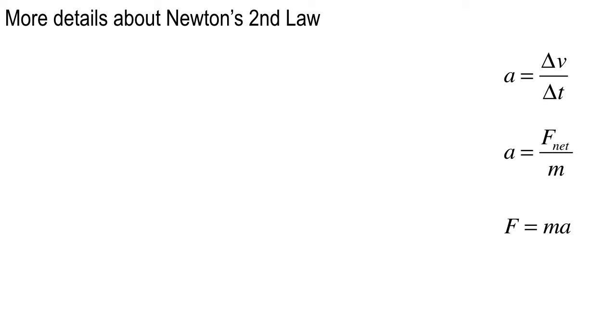All right, some more details about Newton's second law. These are the three equations that we've got so far concerning acceleration. The top equation up here in the upper right is basically the definition of acceleration. And then the middle equation and the third equation are Newton's second law: a equals F net over m, and then F equals ma. Both are different versions of the same law. Now, if you take the third version and you replace the a for acceleration with delta v over delta t, you can do that. It's normal. You get an equation that looks like this.